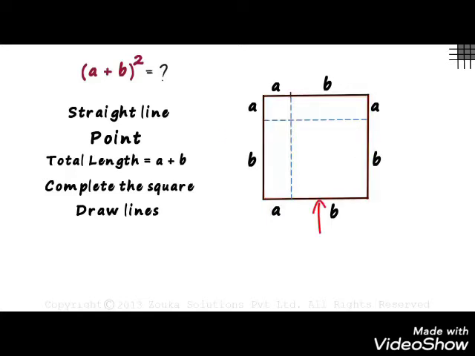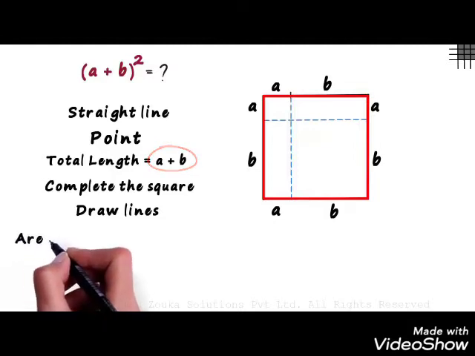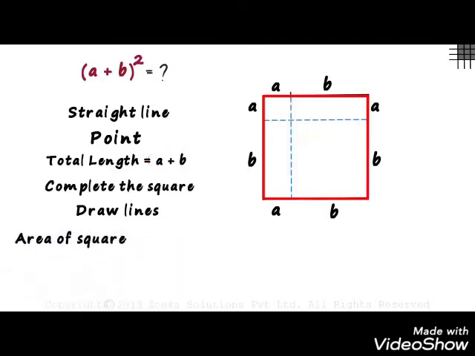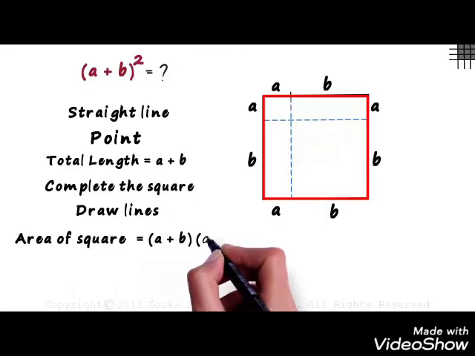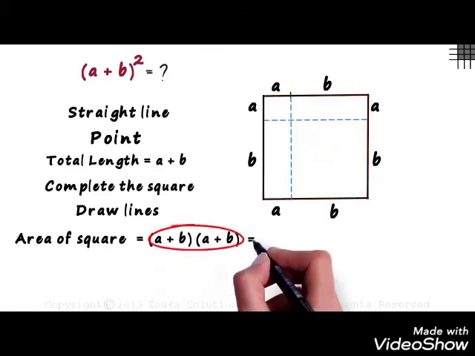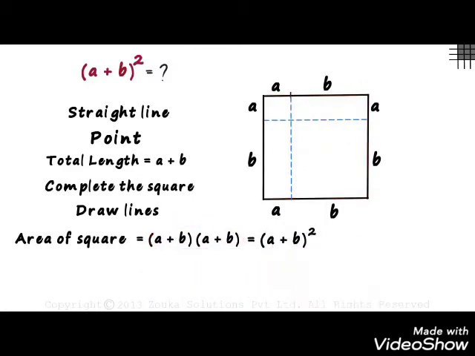One is side multiplied by side. The length of the side of the big square is a plus b, so the area of the square can be written as a plus b multiplied by a plus b. That is a plus b the whole squared. What is the second way to find the area of this big square?